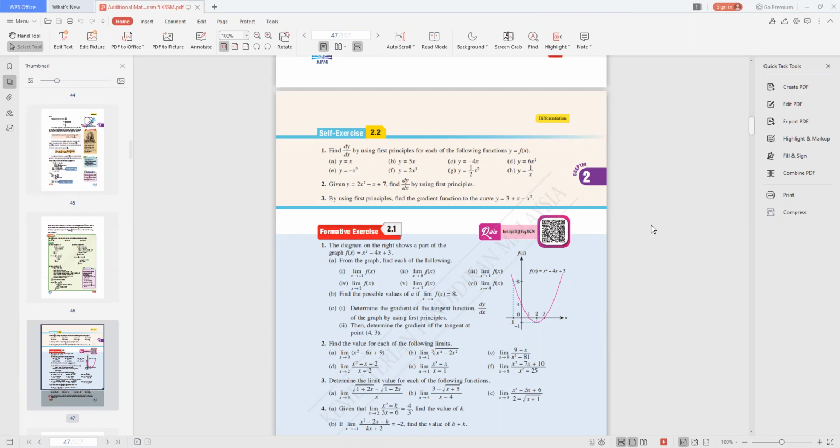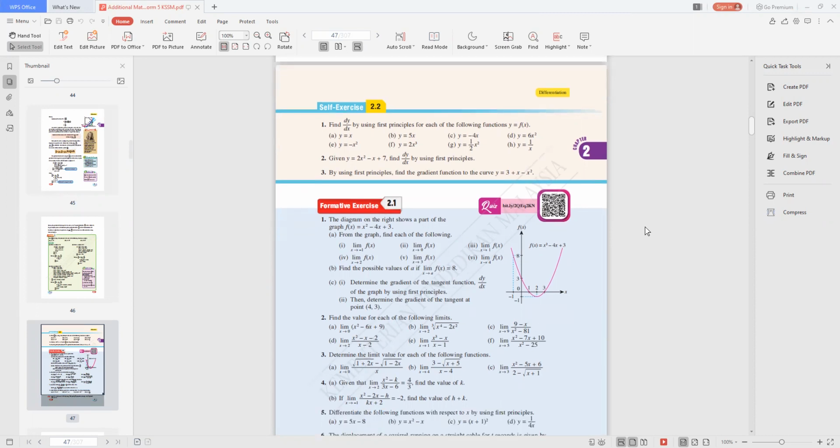They give the following function y equal to f(x). Which number? Self exercise 2.2, number 1. Number 1, okay. Find dy/dx. This is not delta y over delta x. Find dy/dx by using the first principle. For each of the following functions, y equals f(x). So what is your question?